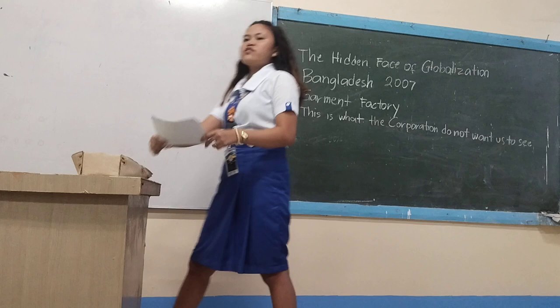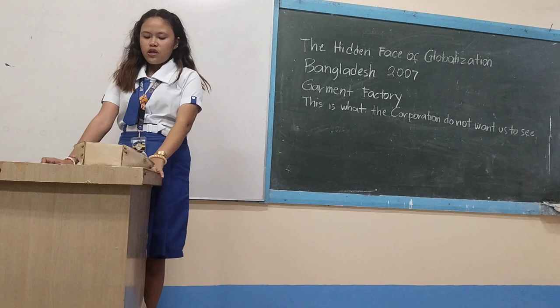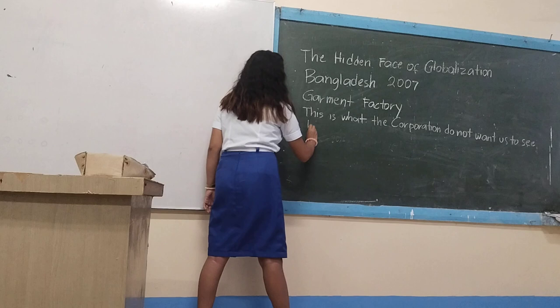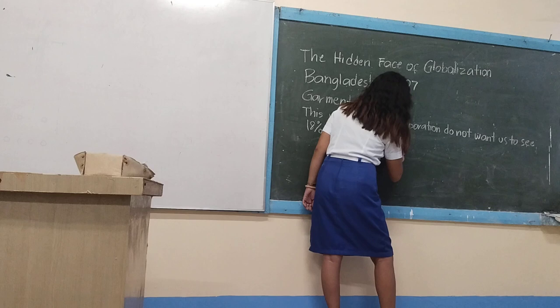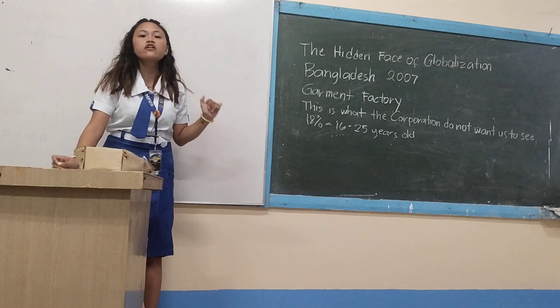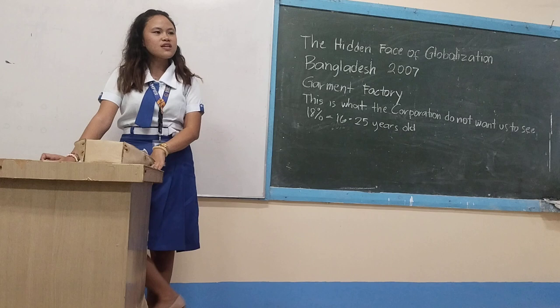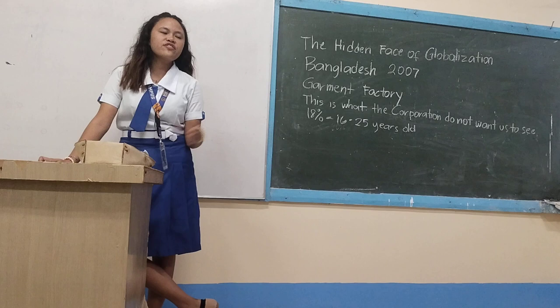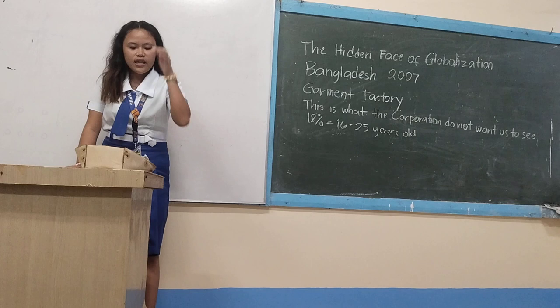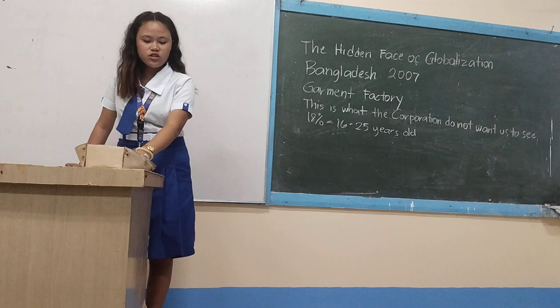So in Bangladesh, in a garment factory, the workers who made the product are young women. 18% of them are 16 to 25 years old, and they are locked in the factory. Why lock? They think that if the door is not locked, the workers will work slowly and get distracted. And so, they are forced to work under hard conditions, in a hot condition, with a working day of 15 hours.